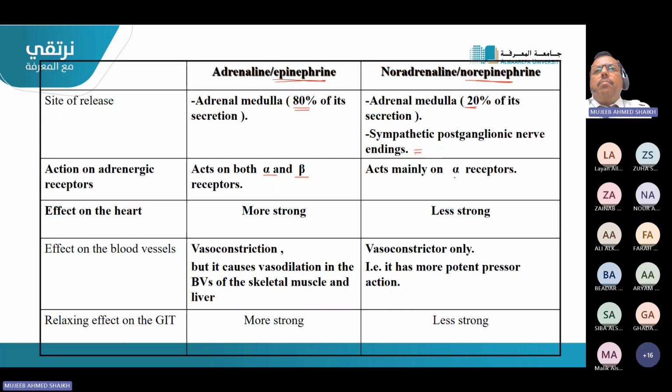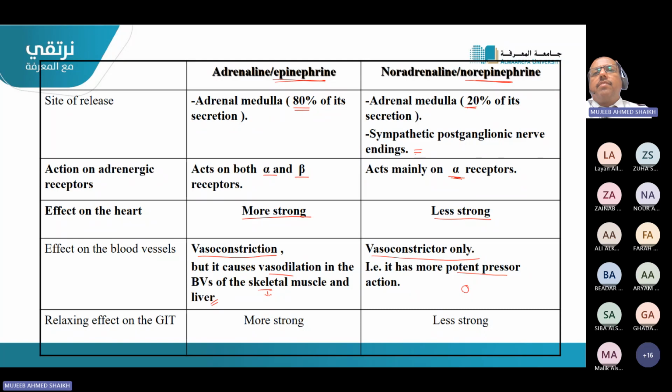Noradrenaline acts mainly on alpha receptors. Adrenaline or epinephrine on the heart is stronger; norepinephrine is less strong. On blood vessels, adrenaline will cause constriction in all the muscles, but only in skeletal muscle will it cause vasodilatation, and also in the liver. Whereas noradrenaline is a vasoconstrictor only. It has a potent pressor effect.